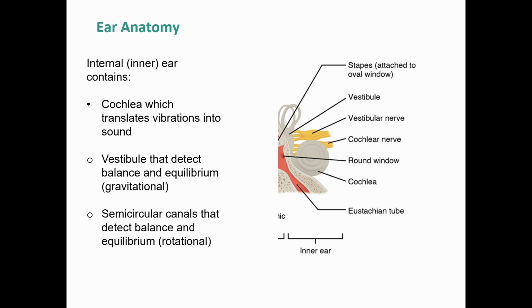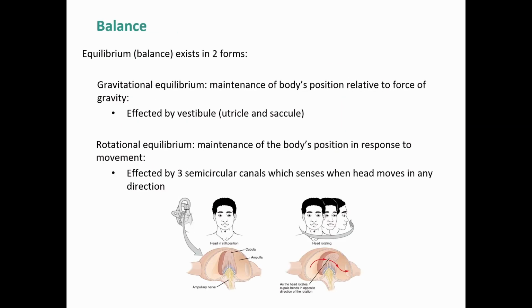These are kind of like the little eye stalks for the snail. They are going to be used for balance and equilibrium on the rotational side of things. And so we're going to talk about all of these. We're going to talk about balance first, and then we'll get into hearing.